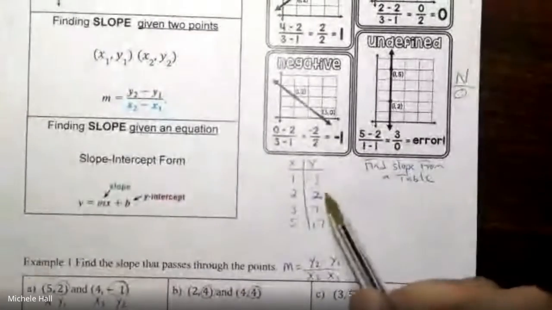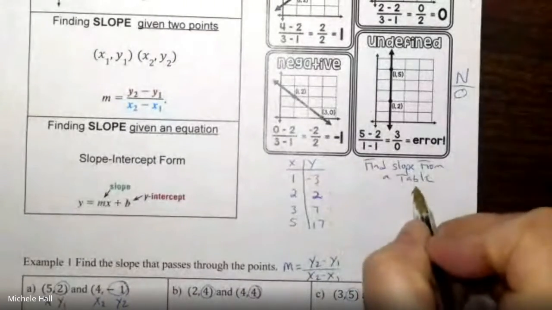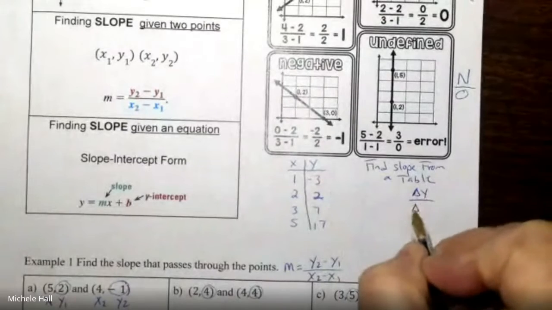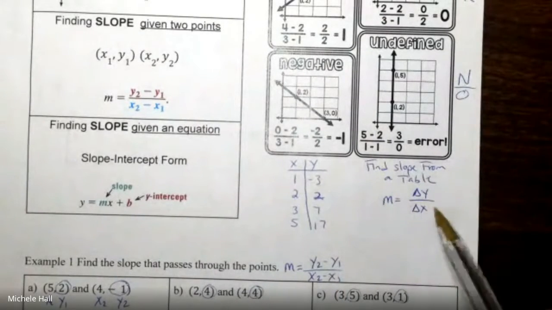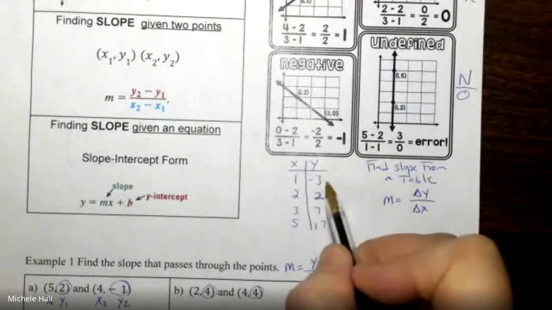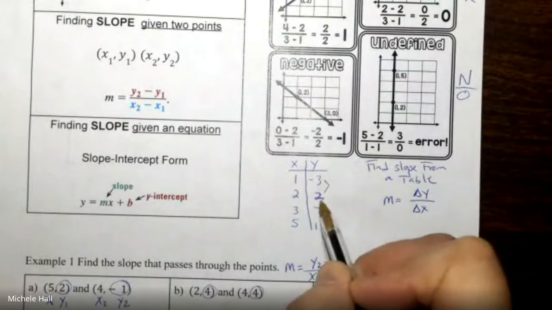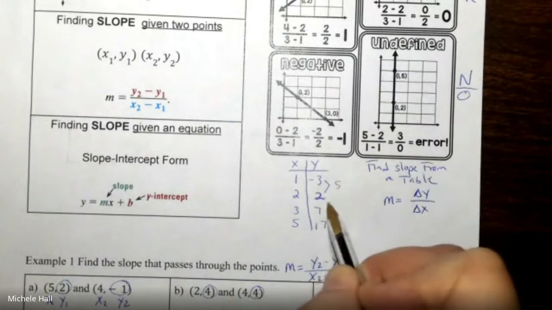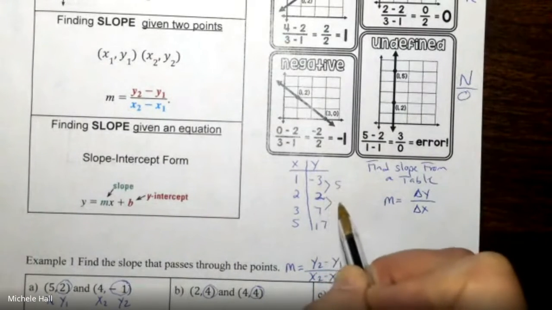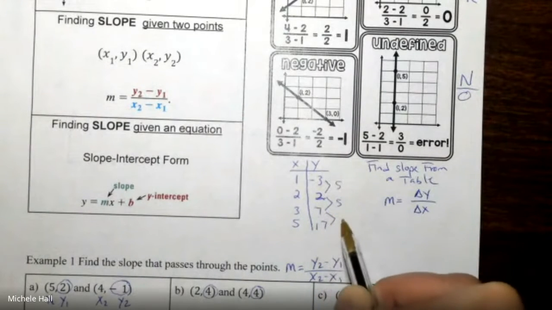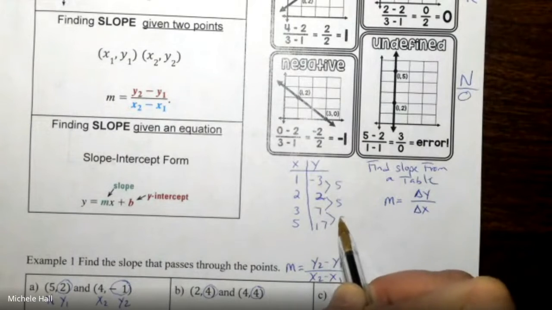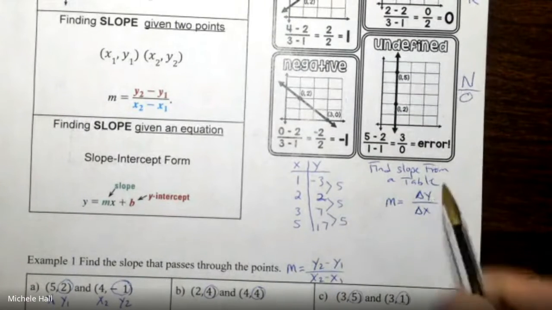We can also find slope from a table by looking at the change in y over the change in x. How are the y values changing? -3 going to 2, it's going up by 5. How about from 2 to 7? It's going up by 5. And from 7 to 17, it's going up by 5. So my y is changing by 5.